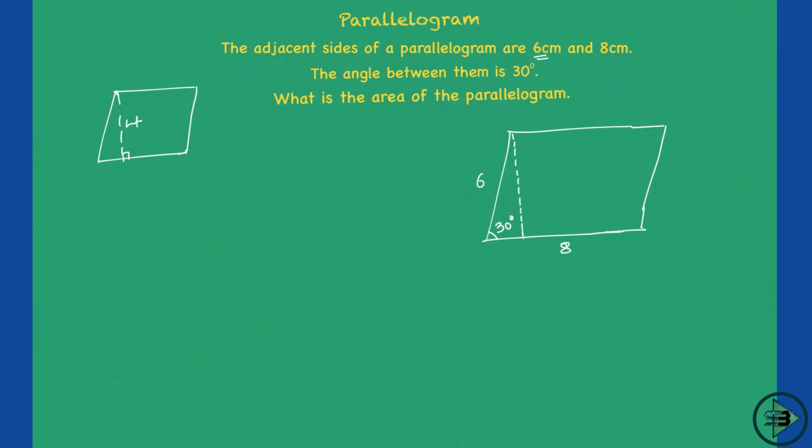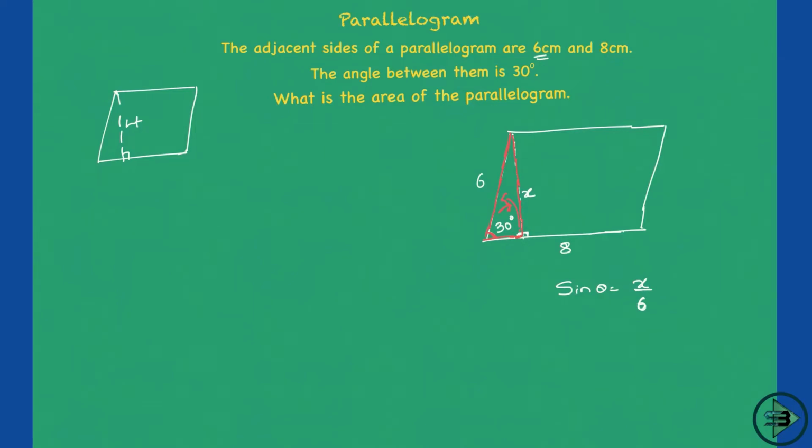So for height, I'll draw a perpendicular from here, something like this. This is 90 degrees. So what can I say about this? You know one formula for this, sine theta. And you know from trigonometry, sine theta is equal to the opposite side, let this be x, upon the hypotenuse, which is given as 6. Because I'm talking about this triangle, sine 30 is equal to opposite side x upon the hypotenuse, which is opposite to 90, which is 6.